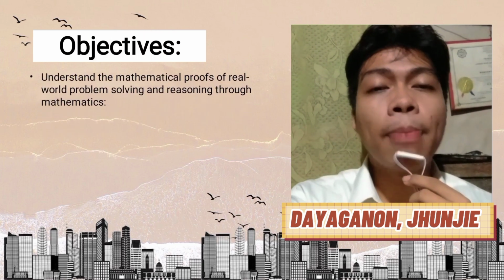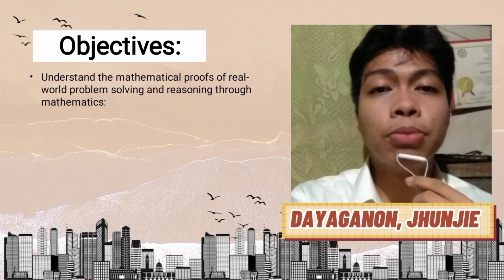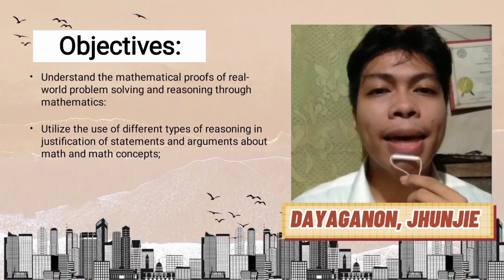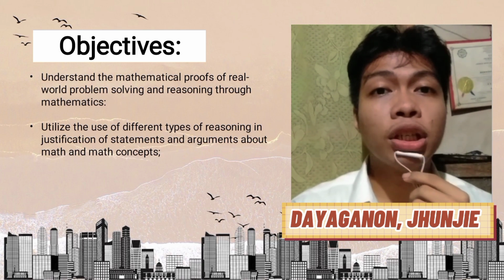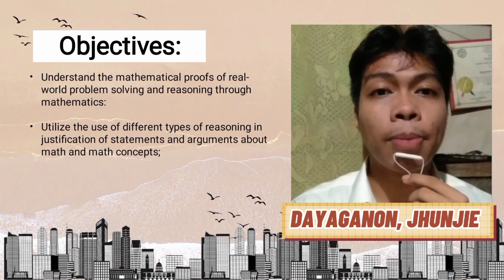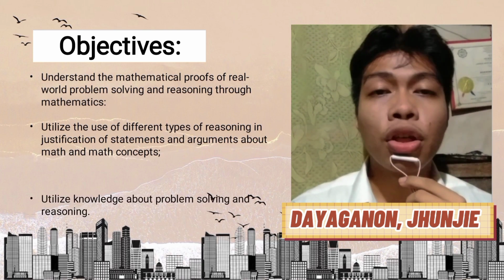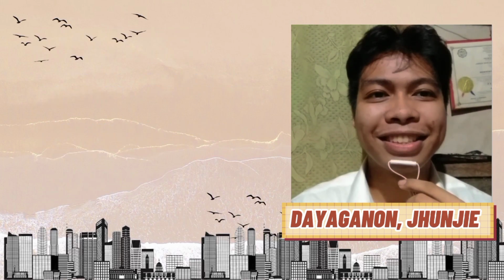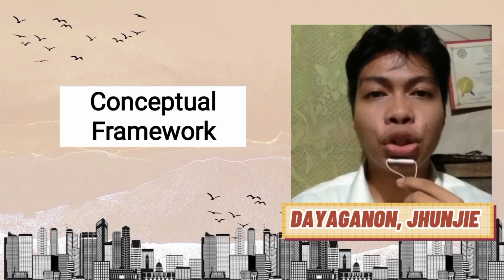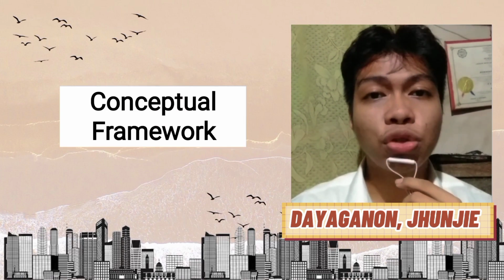First, understand the mathematical proofs of real-world problem solving and reasoning through mathematics. Second, utilize different types of reasoning in justification of statements and arguments about math and math concepts. Third, utilize knowledge about problem solving and reasoning. And this is our group's presentation flow or conceptual framework.